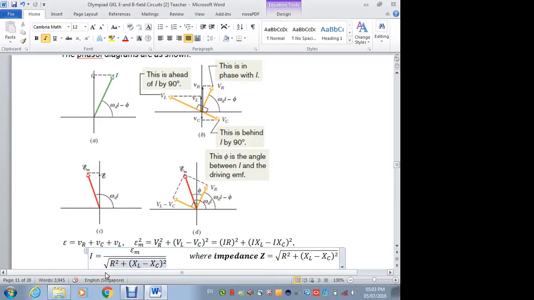This whole thing here can be just imagined to be some sort of resistance. Usually we don't call it the resistance, we call it the impedance, Z. Because XL and XC is not really resistance, so it's some sort of resistance. So we call it a new word, impedance.